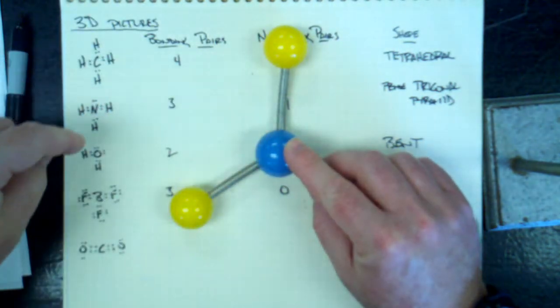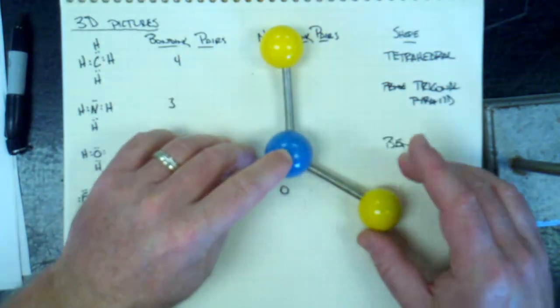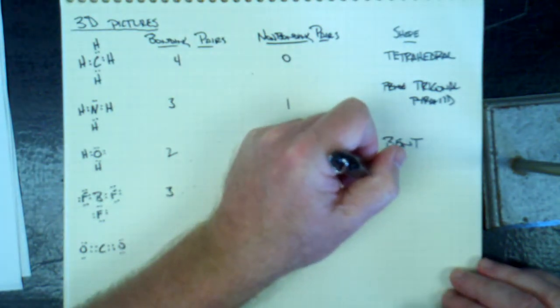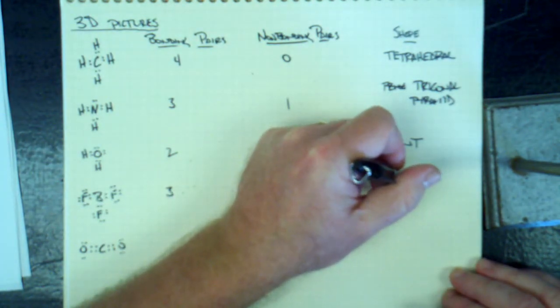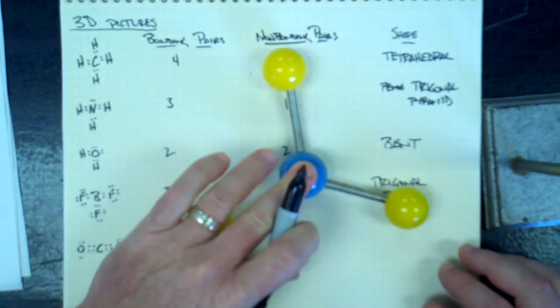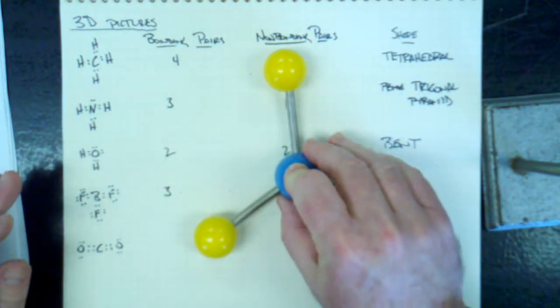But this guy, because there are no non-bonding electrons to take up space like there are here, this one goes flat. So we call it trigonal planar. Trigonal means it makes a triangle, and planar means that it's flat. All the molecules are in the same plane.